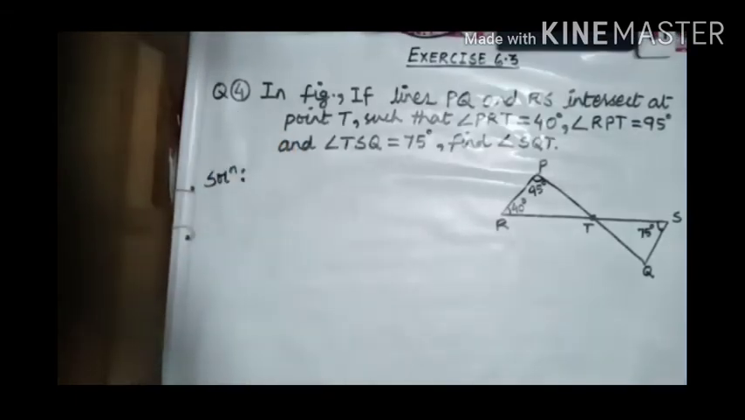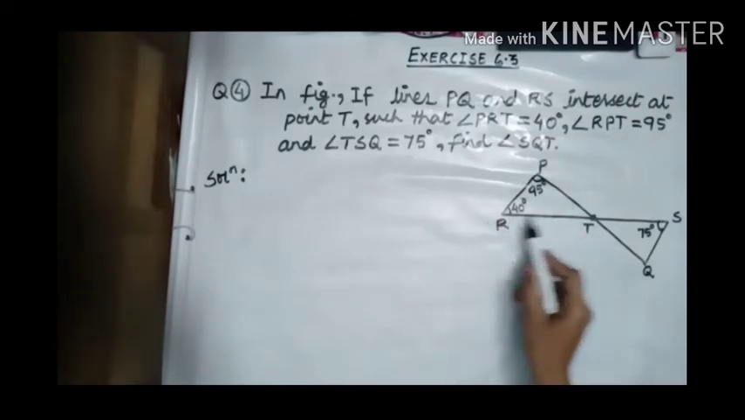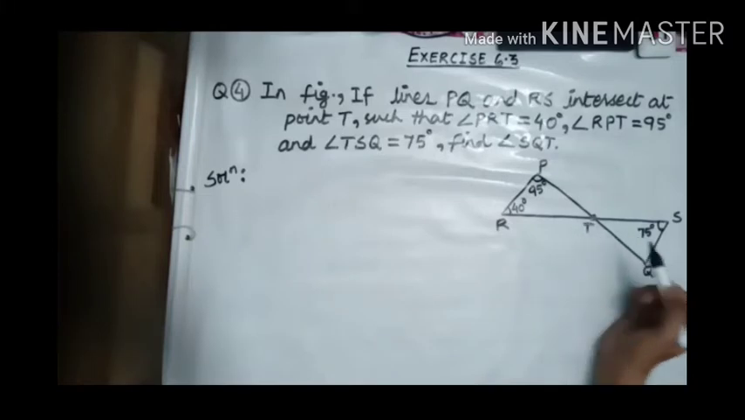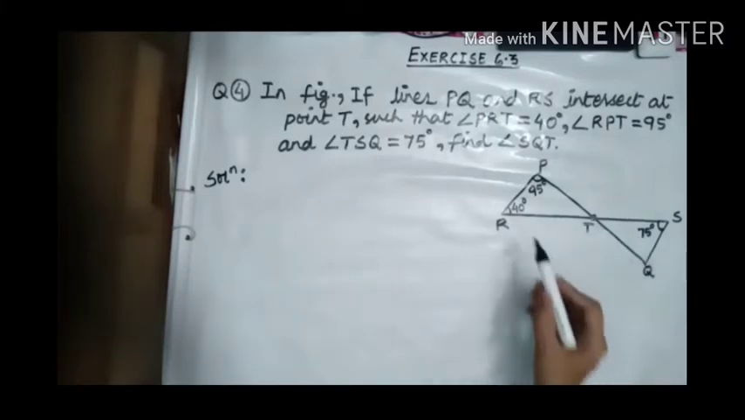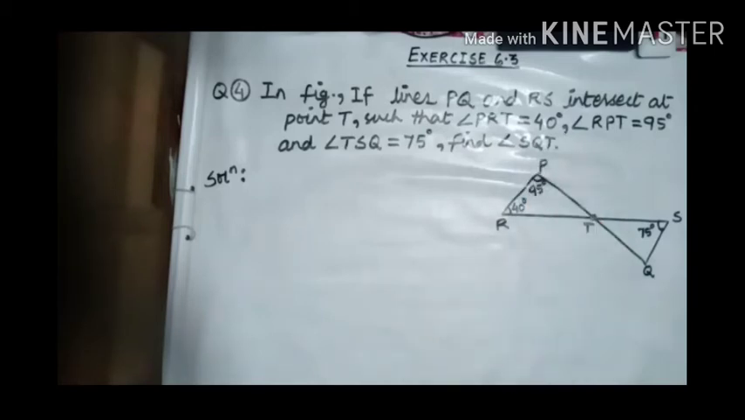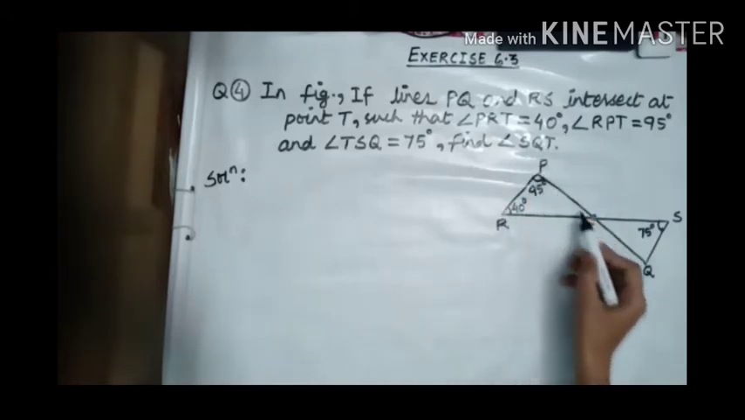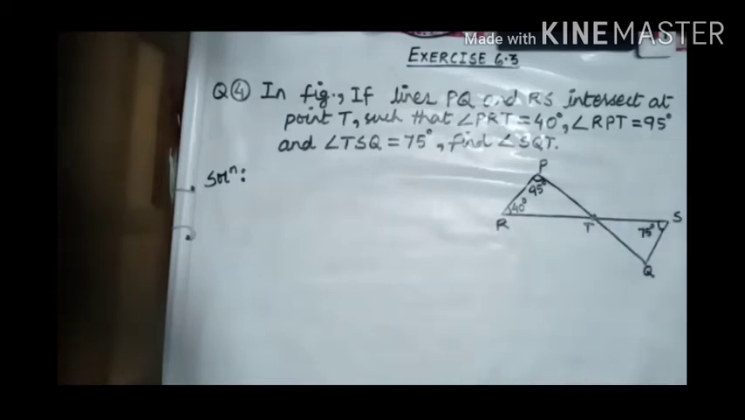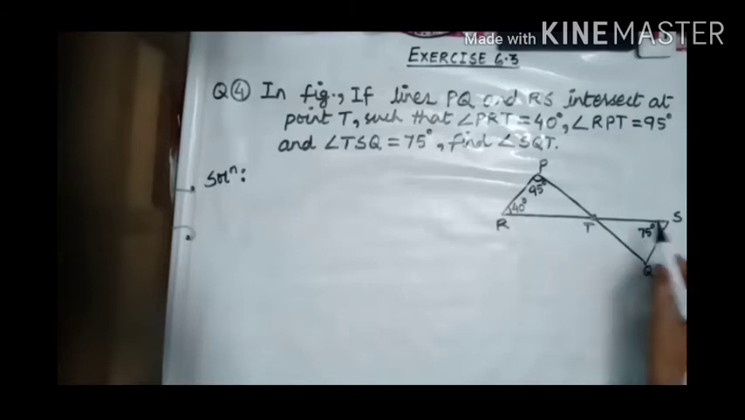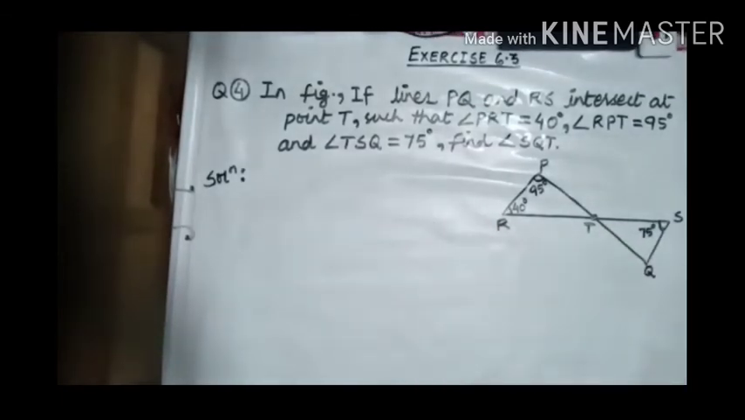In question number 4, we are given a figure in which lines PQ and RS intersect each other at point T, such that the value of angle PRT is 40 degrees, that of angle RPT is 95 degrees, and angle TSQ is 75 degrees. For such a case, we have to find the value of angle SQT.